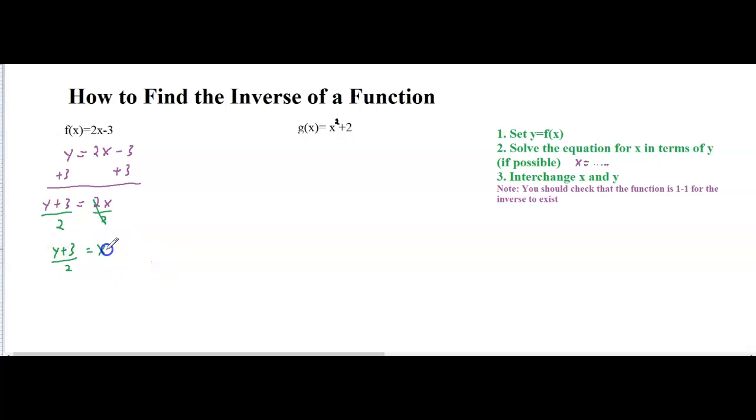And we'll get something like this. x is equal to y plus 3 all over 2. You can rewrite it this way if it just makes you feel better to have it on the left hand side. And then we interchange x and y. And the result is f inverse of x.